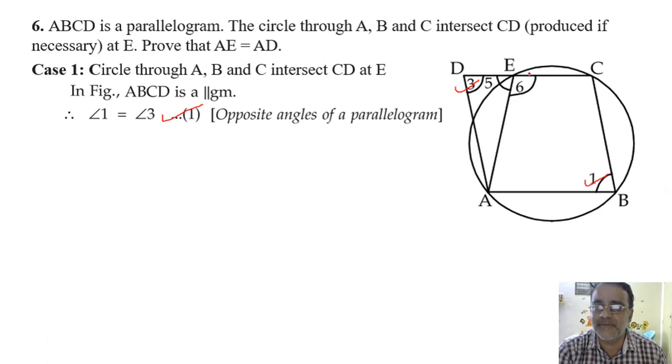Now what is the sum of these two angles? 180 degrees. Why 180 degrees? Linear pair. Right. Now what is the sum of these two angles? 180 degrees. Why?